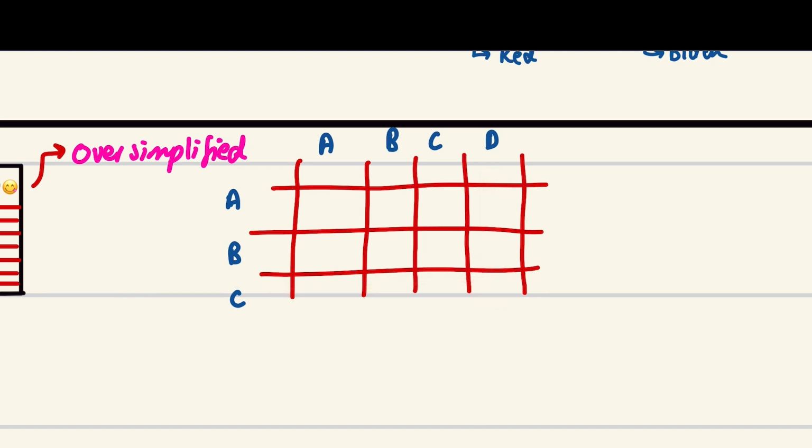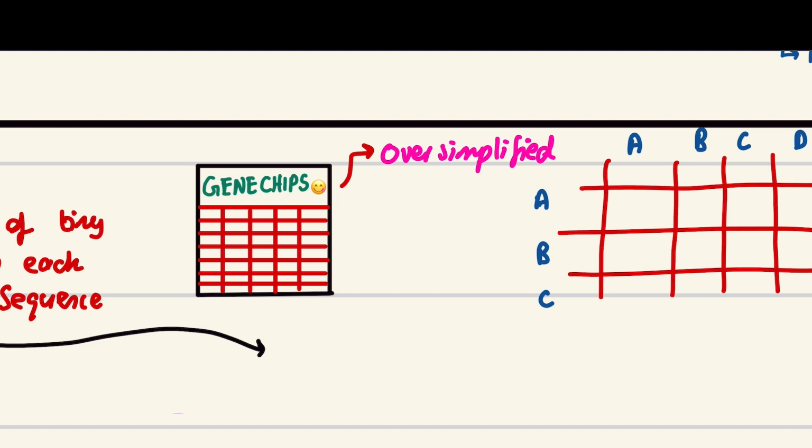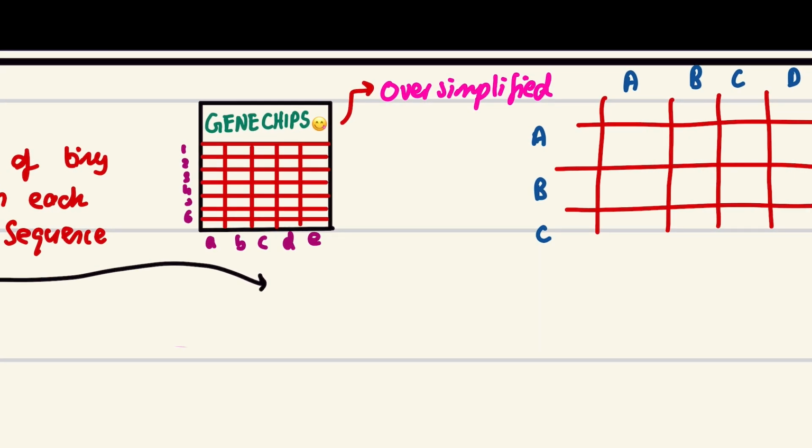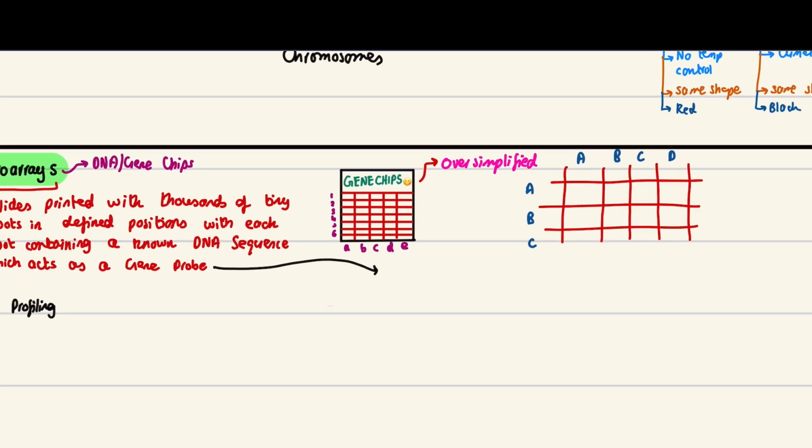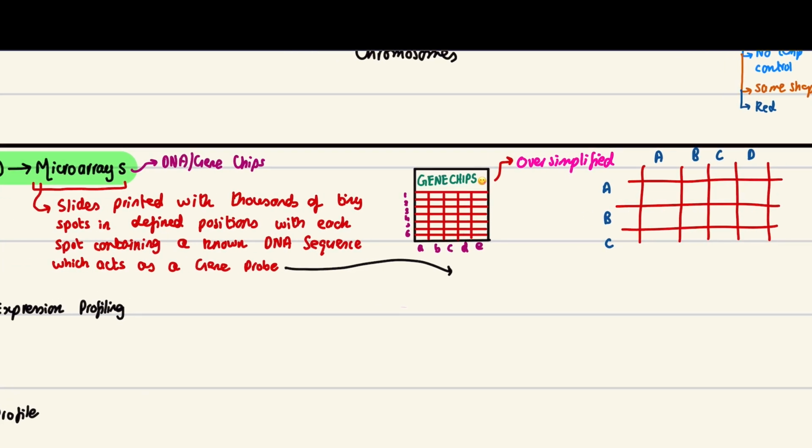In that very same way, this entire grid, this network of spots or boxes, is defined like this. Let's say this is 1, 2, 3, 4, 5, 6, and this is A, B, C, D, E. If I have a gene probe over here, I can say this is coordinate 3C. That is how it is defined, or mapped out, which is a better word for it. So: defined positions, mapped out positions. Let's move on to why this is important.